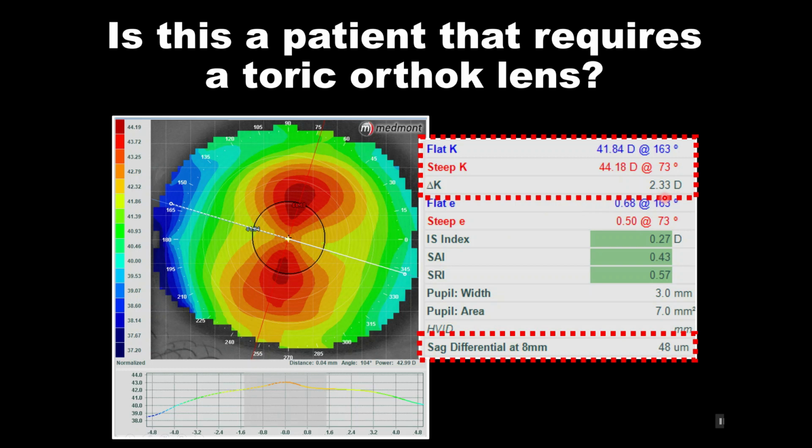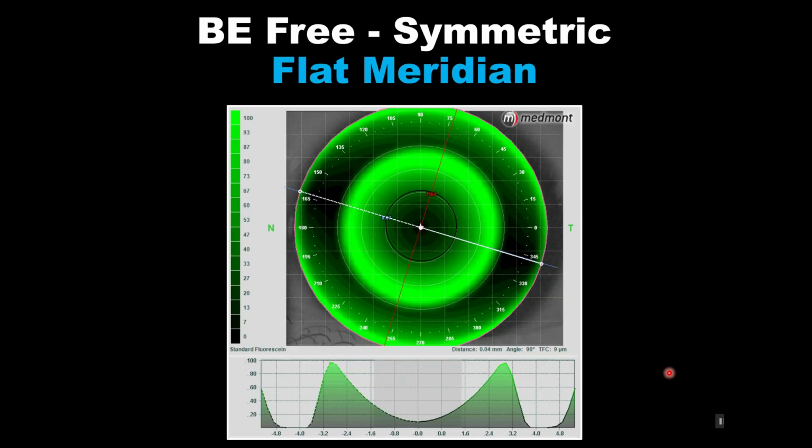But let's go down to the sagittal differential, and this patient has a 48 micron difference between the flat and steep meridian. Remember that 30 microns or greater, and we want to consider using a toric. So based on the sag differential that the Medmont is giving us, this is a patient that probably should be in a toric Ortho-K lens. Well, let's use the contact lens software. Let's build a B-free lens for this patient.